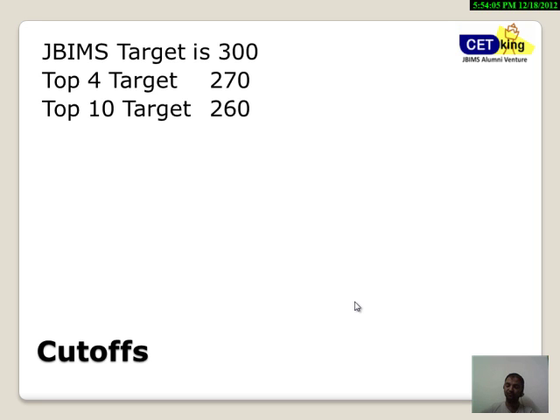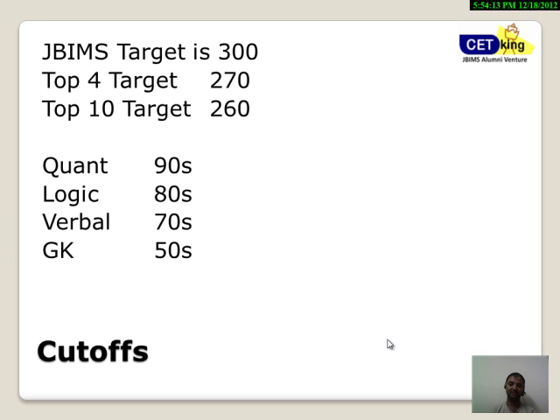Fine. How to get 300? Now quant, your score should be 90s, logic 80s, verbal 70s, GK 50s. Fine. Now if you are weak in quant, maybe you can get 70s in quant and then 90s in verbal. So whichever way, this is a kind of a thumb rule thing. You can manage your own self that no, I'm not good in quant, so I'll not manage 90, but I can manage 80s. No problem.